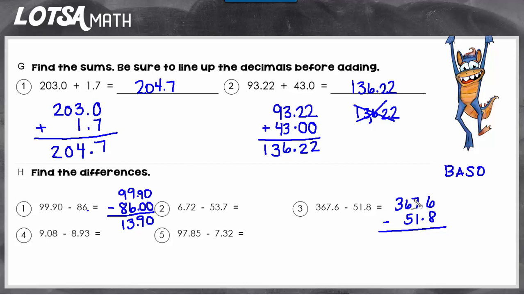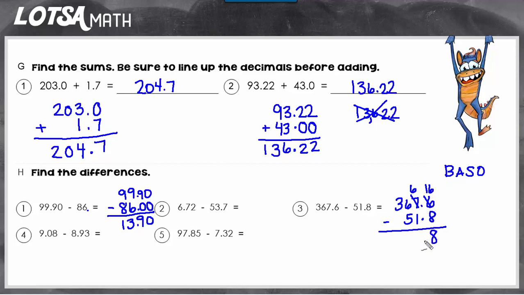So we're going to regroup by taking a 10 and adding it back as ones. So it takes 10 ones to make a 10. So we're going to add back 10 ones. So 10 plus the 6 that are already there is 16. So we've borrowed, we've added back, and now we're going to start over. Starting over in the tenths place, we have 16 minus 8.